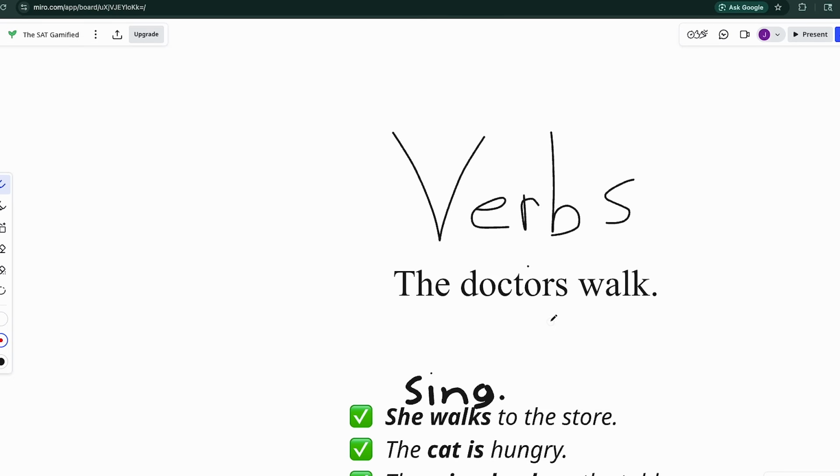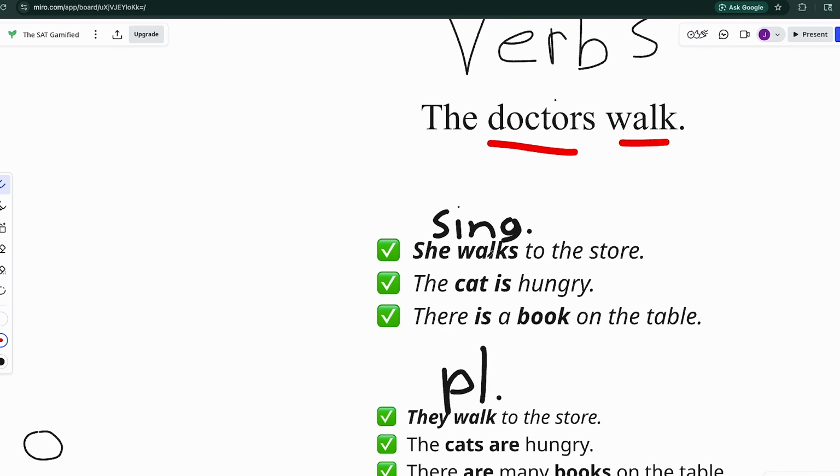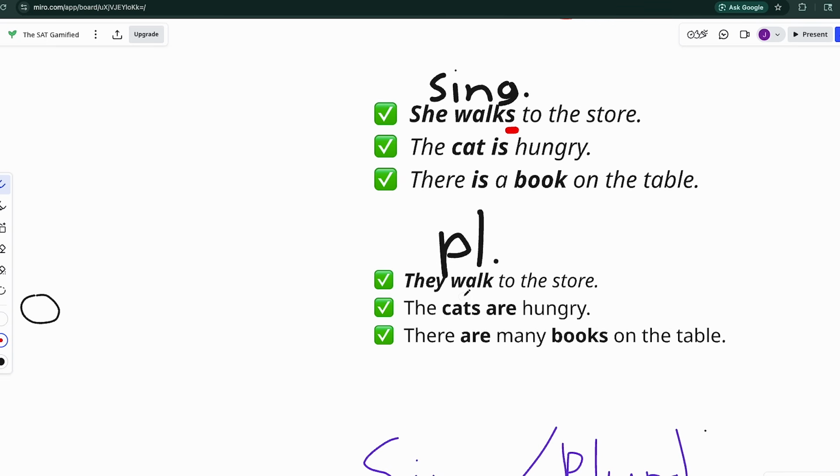Then verbs. In order to make verbs work, you have to match the subject with the verb. The subject is what does the action, the verb is the action. For singular verbs, you have to use S at the end. This is the opposite of nouns. She walks to the store. But for plural verbs, you just have the verb by itself with no S. They walk to the store.